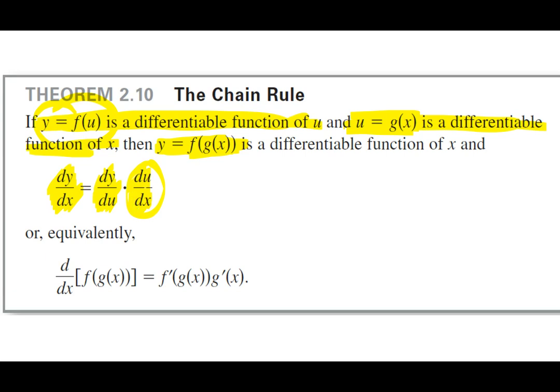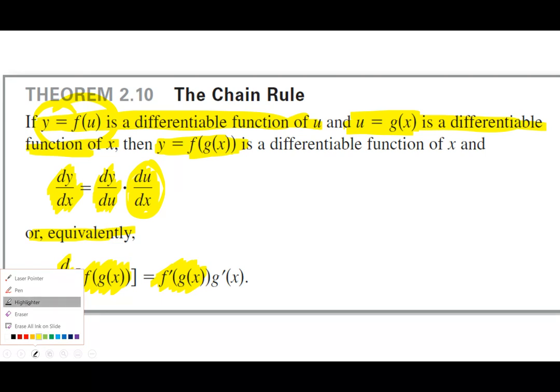If you don't really happen to like that notation with u's and x's, here is an equivalent way of saying it. If you're taking the derivative in terms of x of some composition f of g, you're going to start by taking the derivative of the composite f of g. You would then have to multiply by the derivative of the inside function, which would be g prime of x.